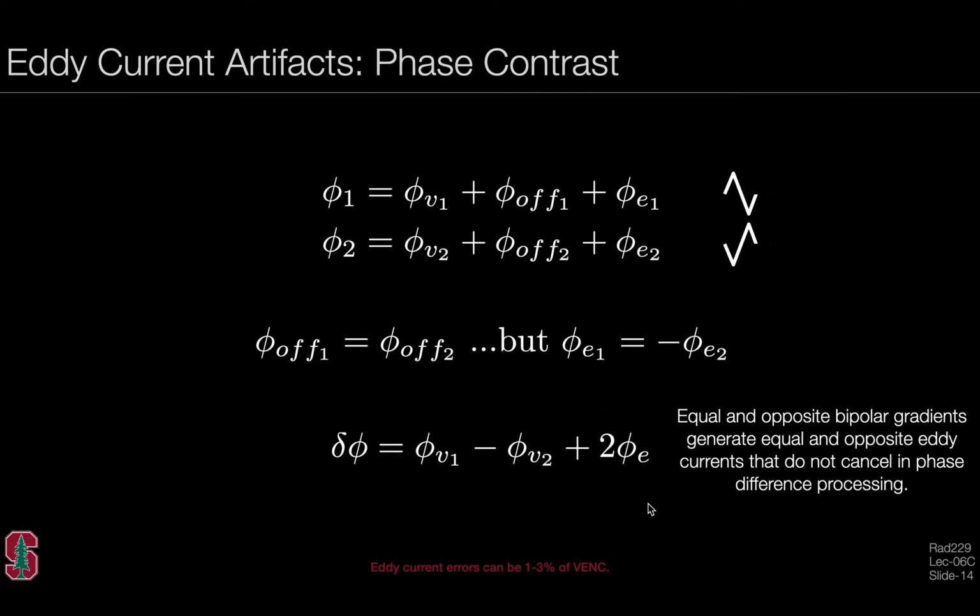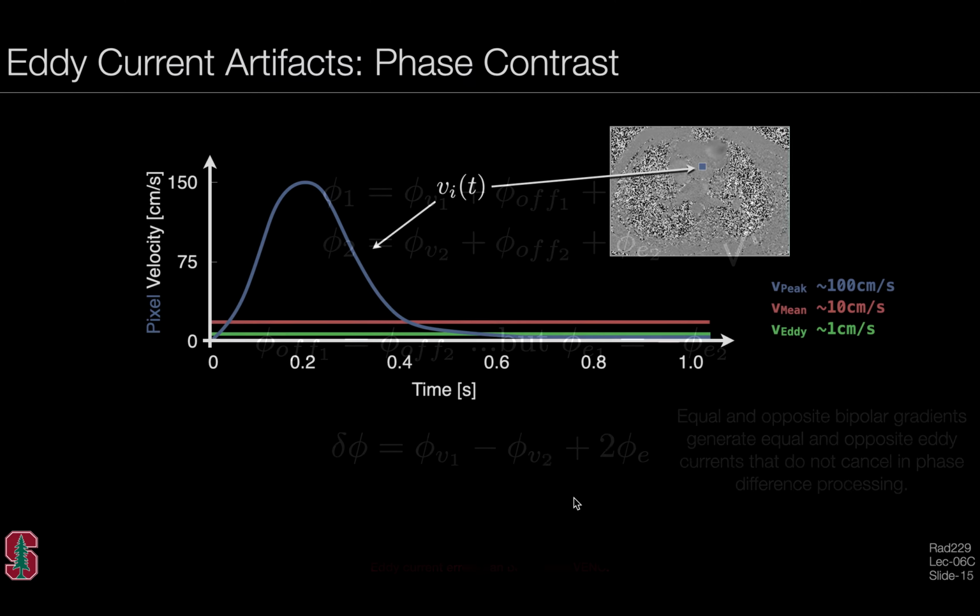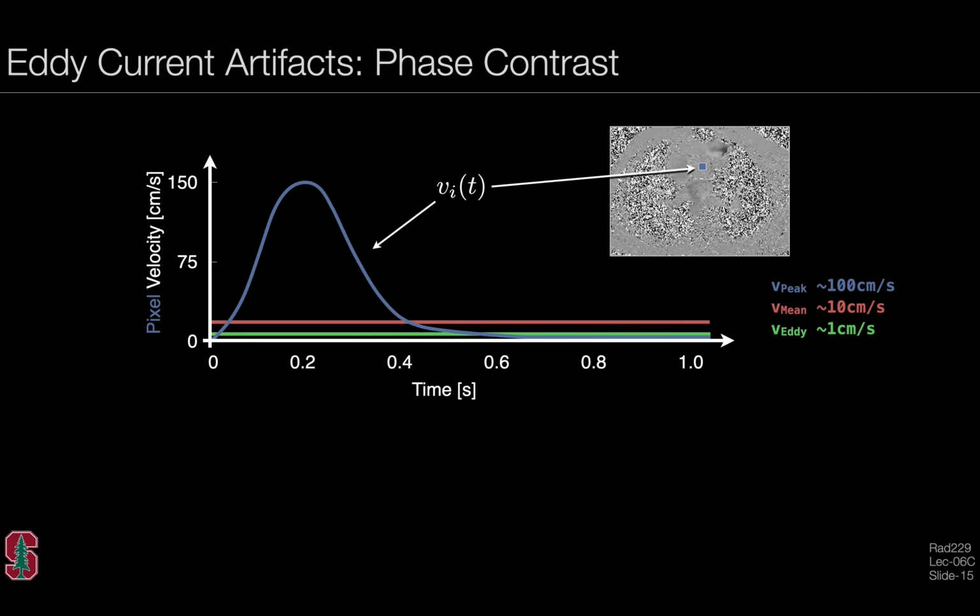And so we need to have MR systems that have especially small background eddy current phases, otherwise it can lead to considerable measurement errors. And typical systems nowadays probably have an error on the order of 1 to 3% of the velocity encoding strength. And that might seem pretty small, but in fact it can be a substantial measurement error.